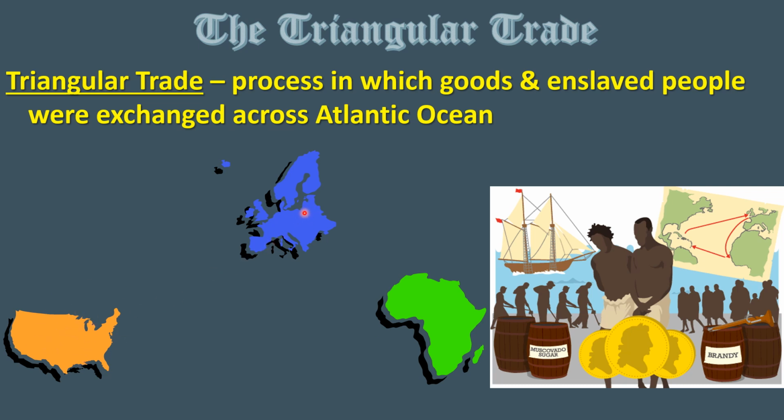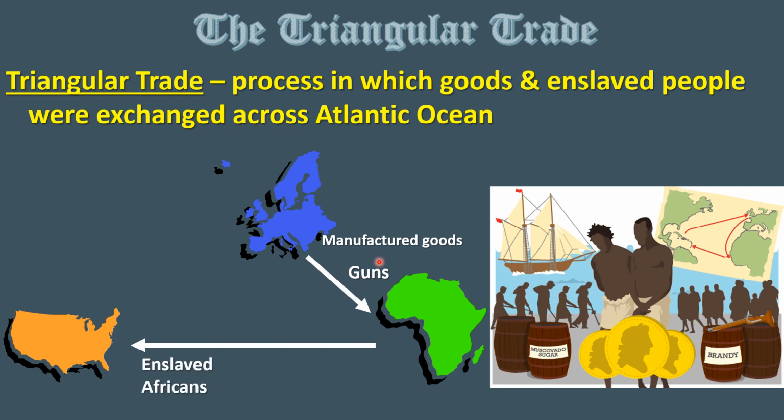So going from Europe to Africa in this process would be manufactured goods, particularly guns. These manufactured goods would be traded, put on boats to go to the Americas, and you're trading manufactured goods and guns in Africa for enslaved Africans. Now, this part of the triangular trade would be called the Middle Passage. We'll get into more on that in the next slide.